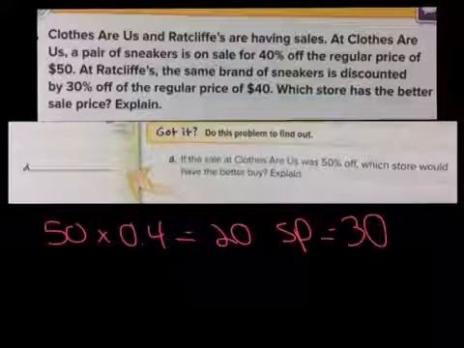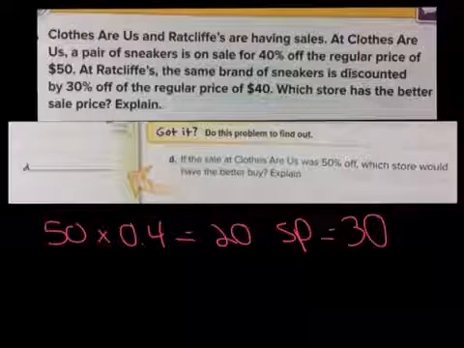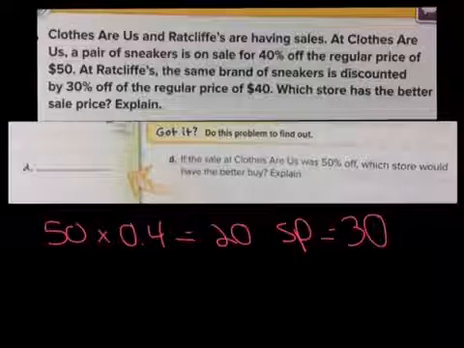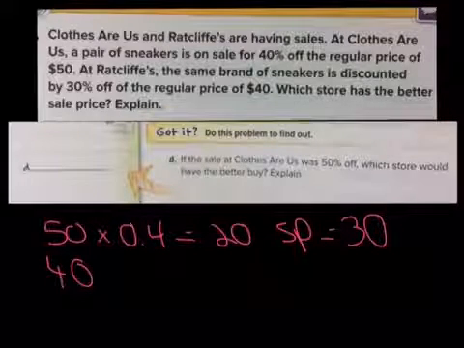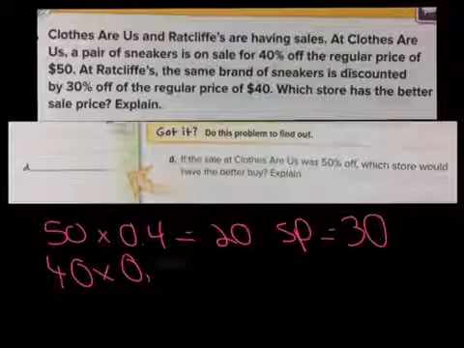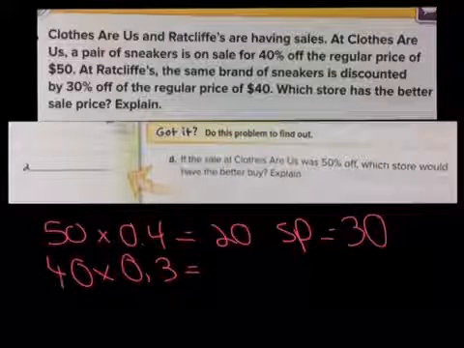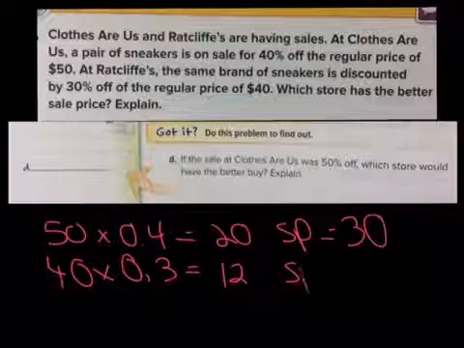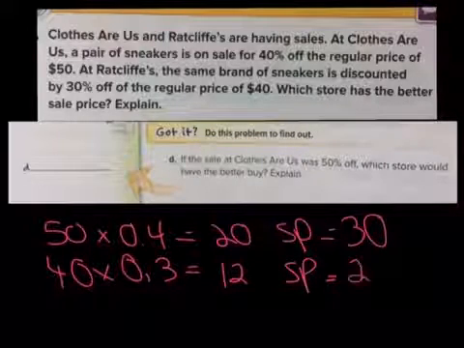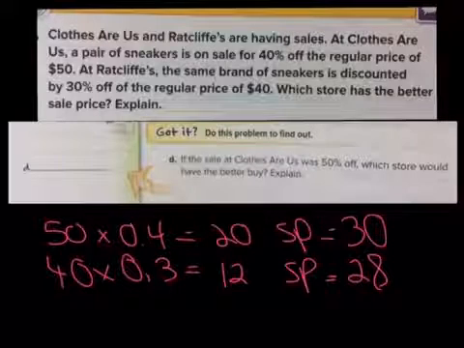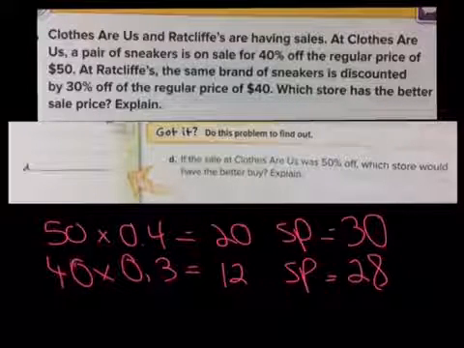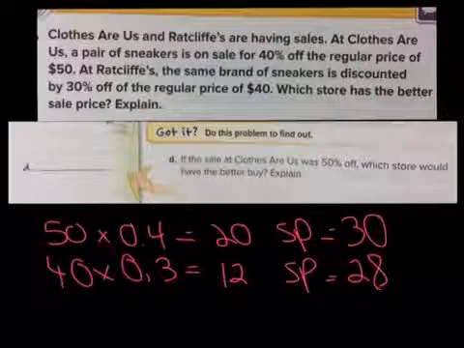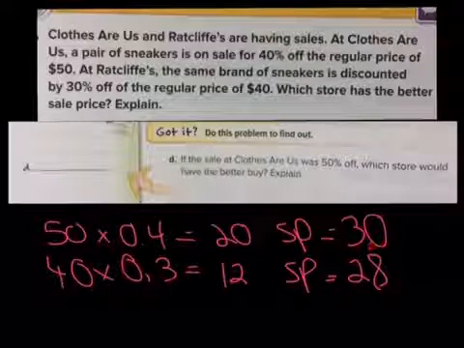Now let's see. At Ratcliffe's, the same brand of sneakers is discounted by 30% off the regular price of $40. So now we have $40 times 30%, equals 12. That would be $12. So we have to subtract for our sales price. We subtract it, and our new sales price is $28. Okay, so we can see that the shoes are actually cheaper at Ratcliffe's. At Ratcliffe's store, they're $28, and the other one they're $30.